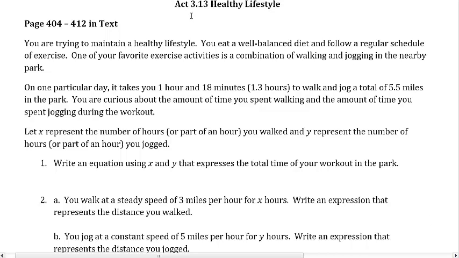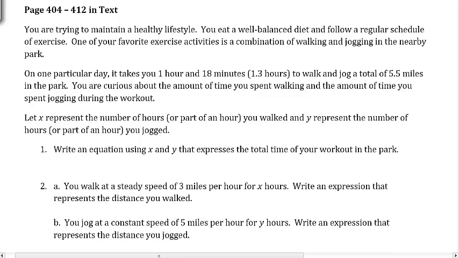This video is about Activity 3.13 or Section 3.13. You're trying to maintain a healthy lifestyle. You eat a well-balanced diet and follow a regular schedule of exercise. One of your favorite exercise activities is a combination of walking and jogging in the nearby park. On one particular day, it takes you 1 hour and 18 minutes, or 1.3 hours, to walk and jog a total of 5.5 miles in the park.